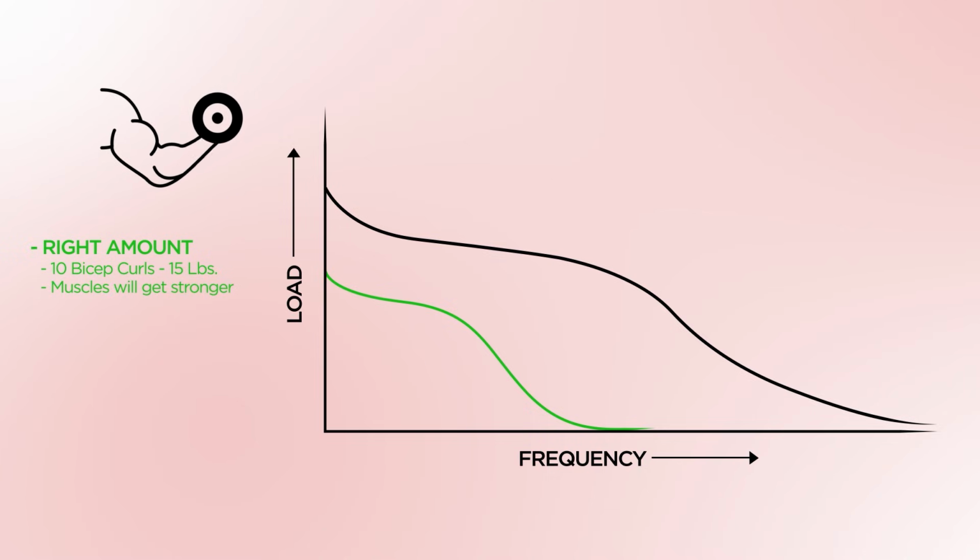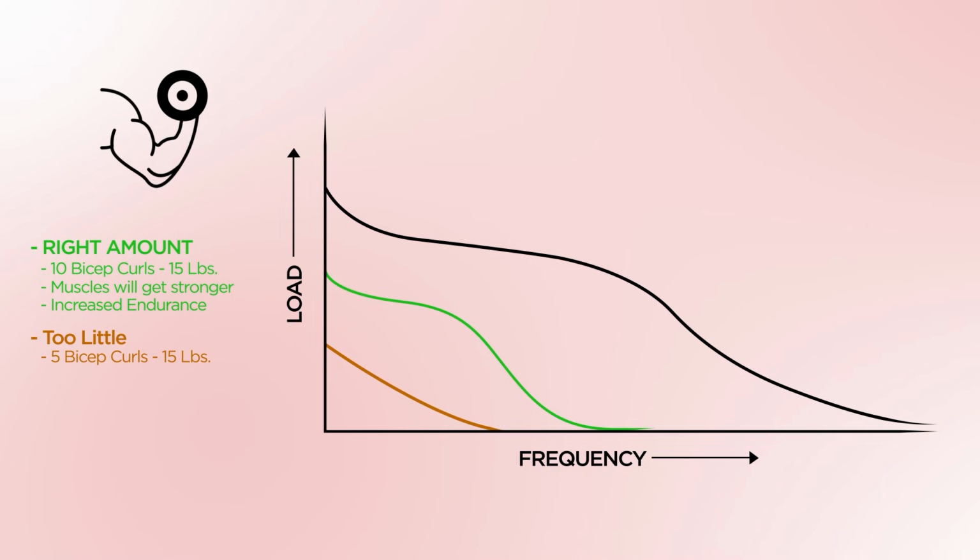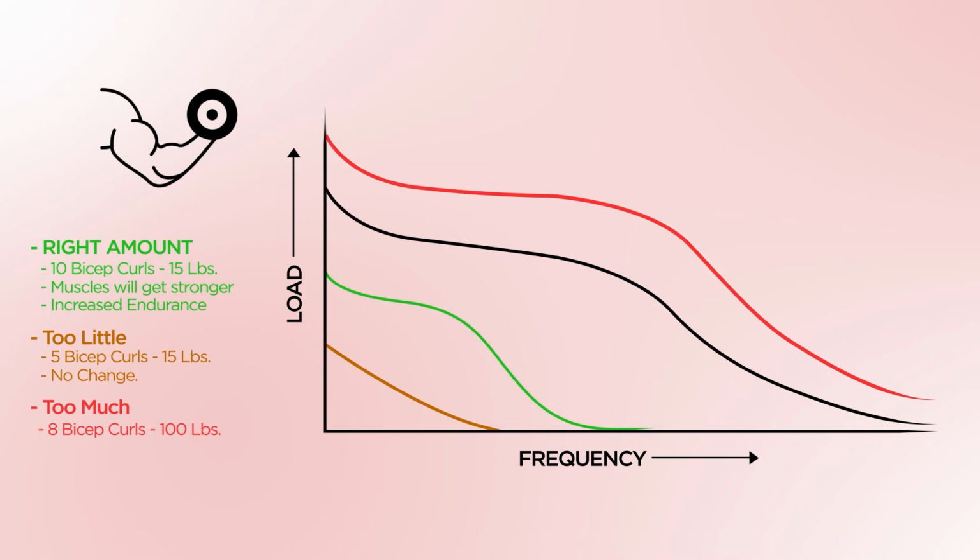Your muscles will get stronger and you'll build more endurance. Too little is do 5 reps of bicep curls of 15 pounds. No fatigue, our muscles aren't really challenged, so they don't improve in strength or size. And too much is attempting 8 reps of bicep curls of 100 pounds. Your muscle could be damaged, especially if someone helps put it into your arms and you try it.